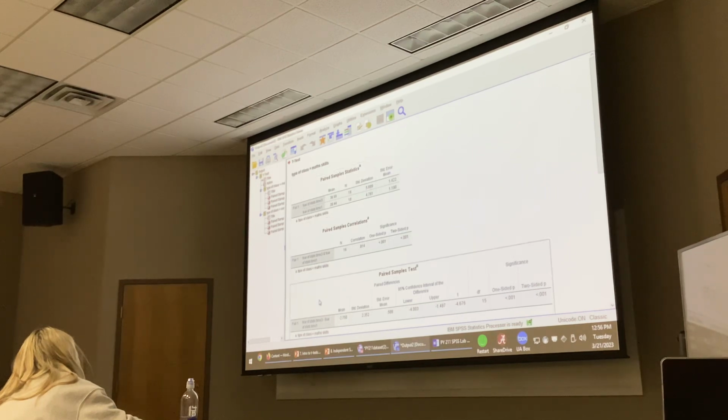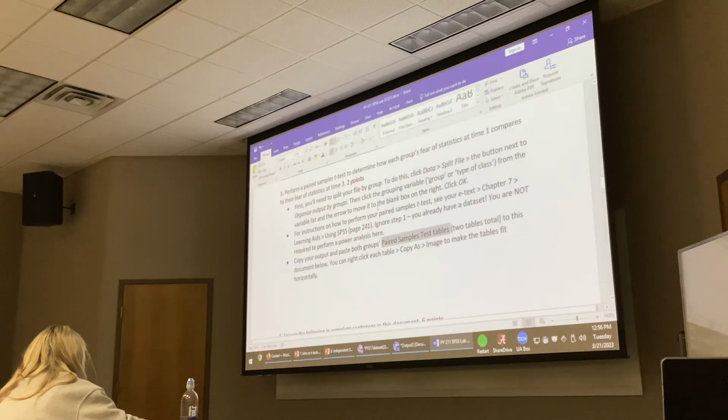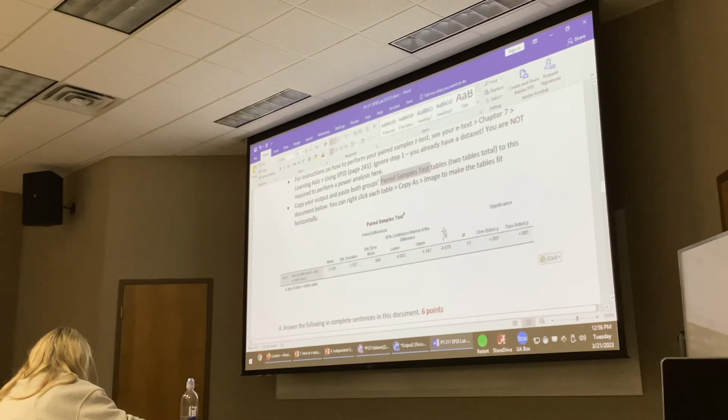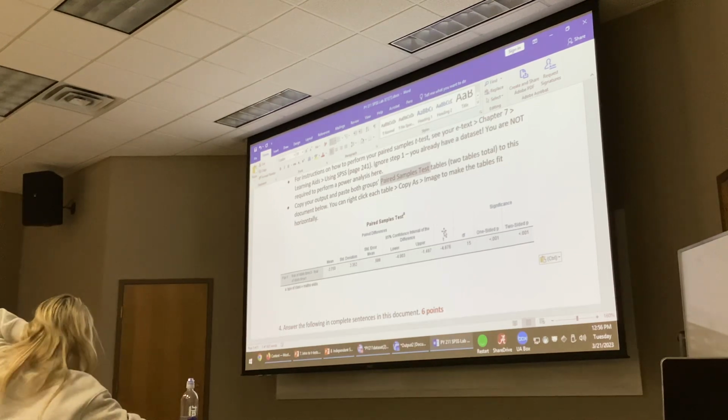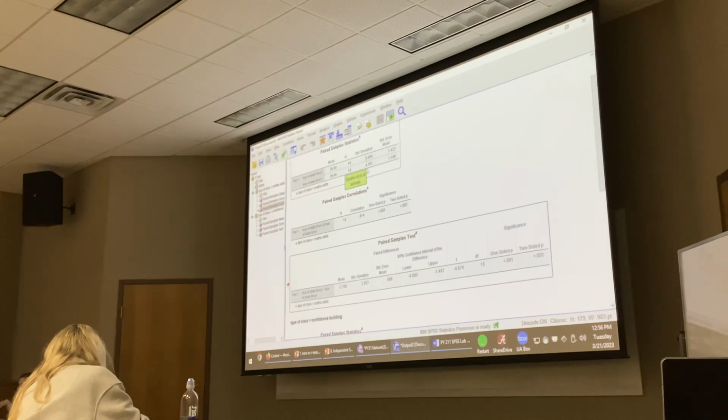So this is, again, 2 dependent samples t-tests. So this is the table that you'll copy and paste as, so copy as image, right? And then you'll paste it here. It says, copy and paste both group paired samples test, 2 tables total, okay? If you plan to do this in the computer lab, or are only trying to quickly do the SPSS part, you are still gonna need this information, okay? So just keep that in mind, you're still gonna need this information, because you're gonna have to report mean and standard deviation.